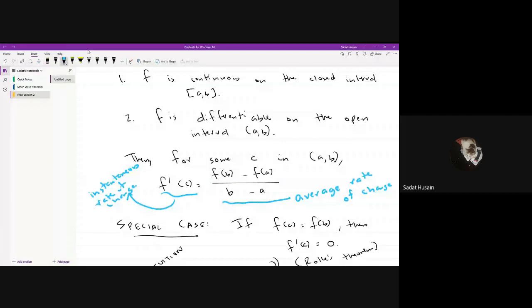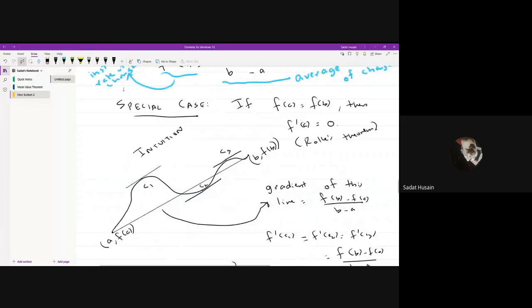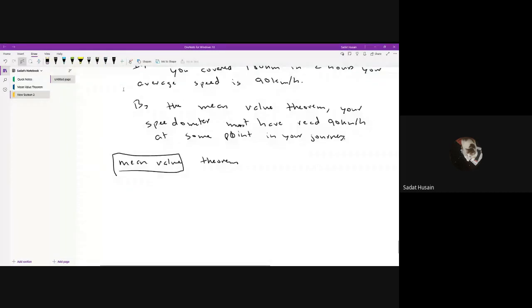And that's the logic, the basic idea behind the mean value theorem. Okay, so we'll look at a few more examples, another example of the mean value theorem.